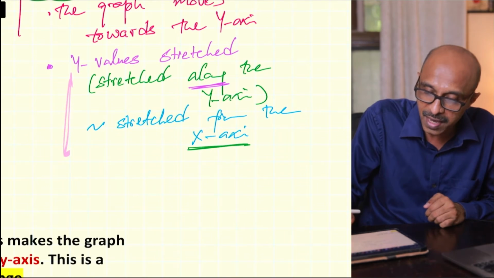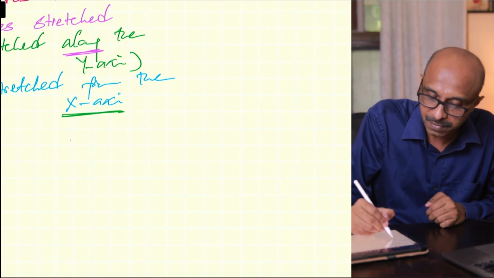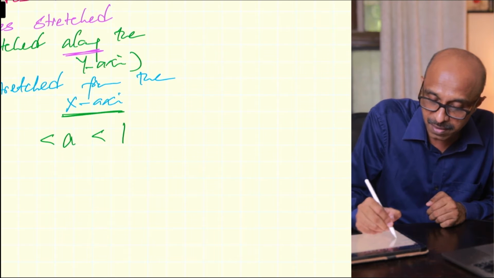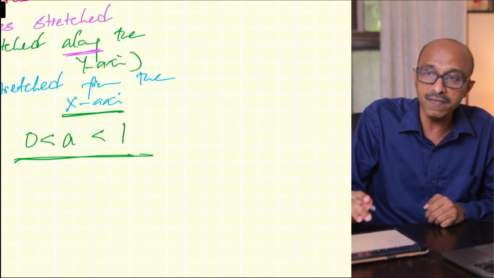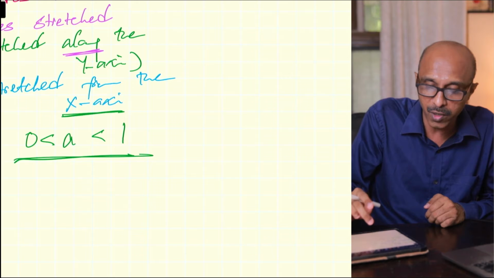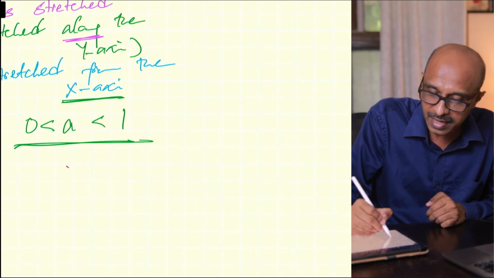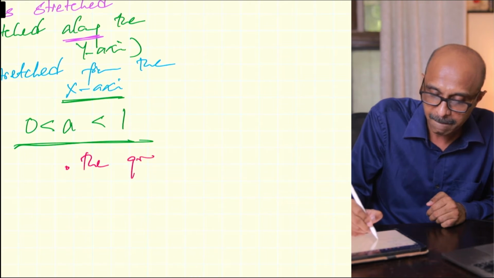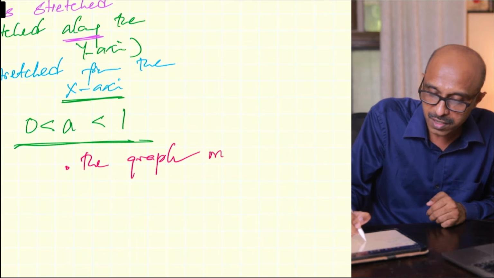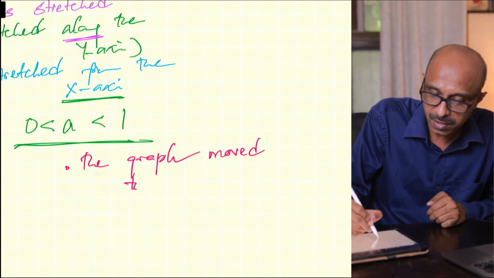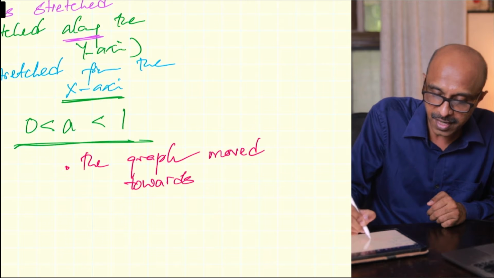When the value of a is less than 1, but still positive, we saw that the graph moves towards the x-axis.